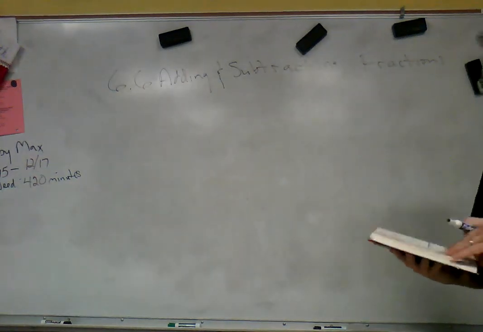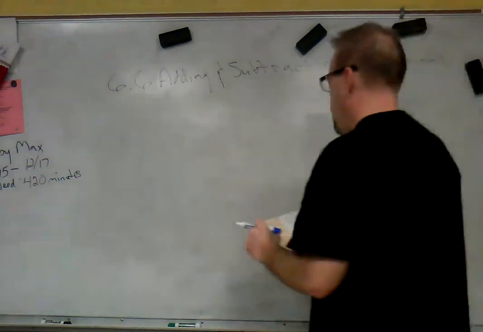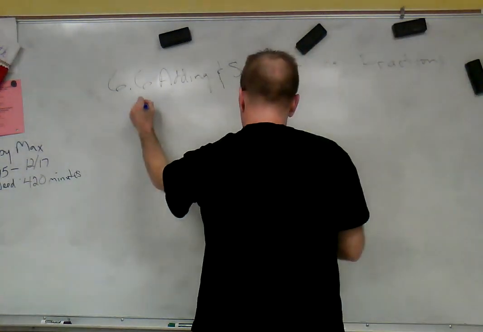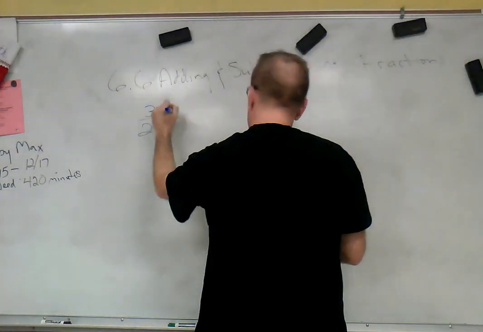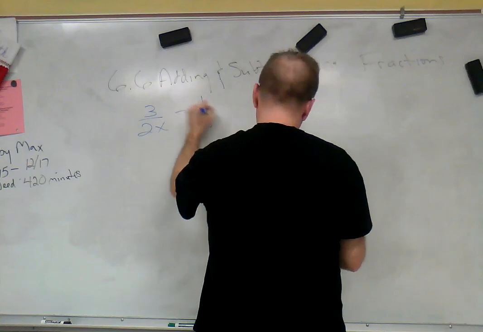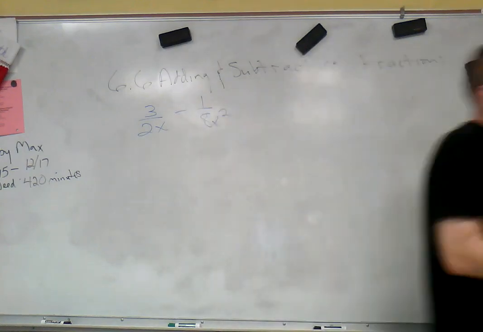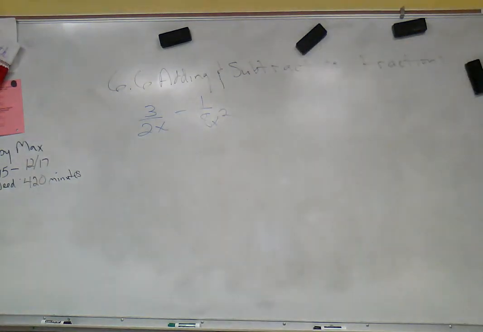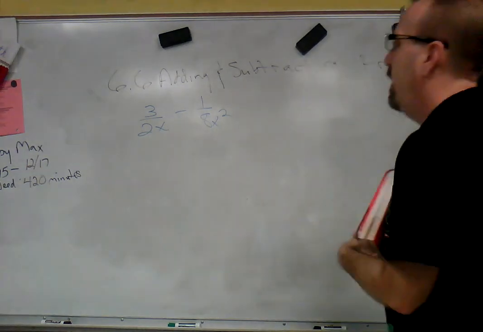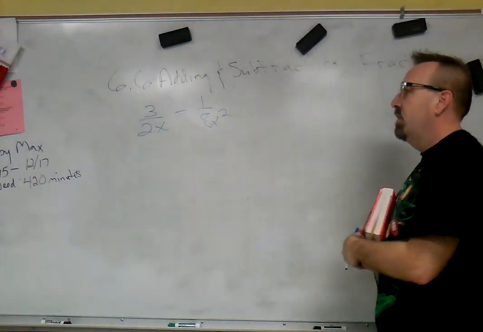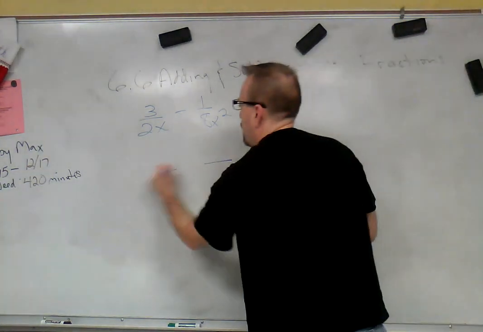All right, we are going to go ahead and add some more fractions today. We'll start with a little bit more basic, but harder than yesterday's. So we've got 3 over 2x minus 1 over 8x squared. So we need a common denominator.